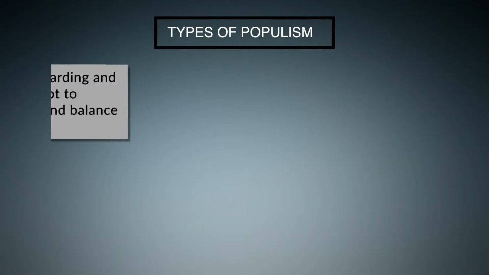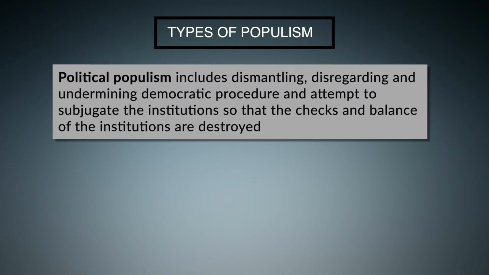But in the long run, economic populism, we have seen, largely fails because it doesn't generate revenues. Political populism includes dismantling, disregarding and undermining democratic procedure, an attempt to subjugate the institutions so that the checks and balances of the institutions are destroyed. This is an important definition. In the wake of populism, what we generally do is dismantle the constitutional institutions or democratic institutions which we have built over time.